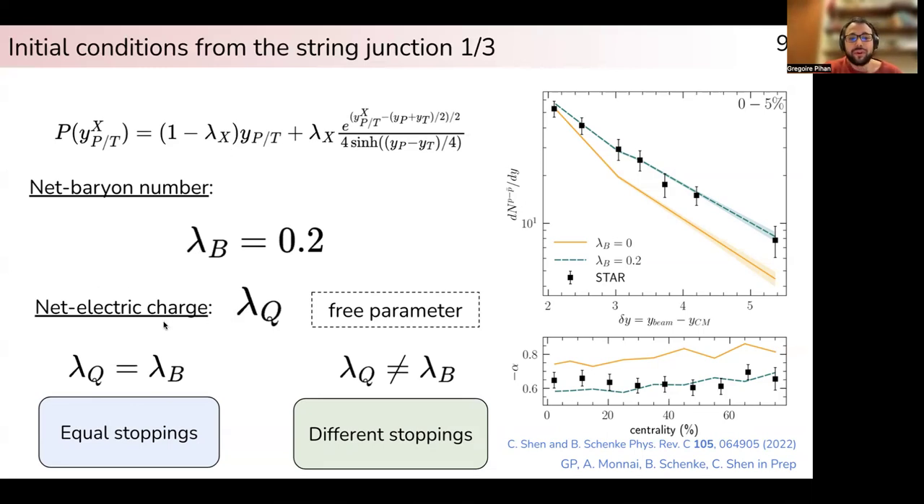But now we have also this lambda q parameter, which will be associated to the electric charge, because we want to have a way to measure how the baryon number and the electric charge number stoppings can differ. So basically, this is a free parameter. There is no physical motivation behind it. I mean, the electric charge doesn't stop by the baryon junction. This would make no sense. But still, here we use it as a free parameter to have these two situations. If lambda q is equal to lambda b, then we have equal stopping because the baryon and charge will follow the exact same probability distribution on the string. And if they are different, we have different stoppings.